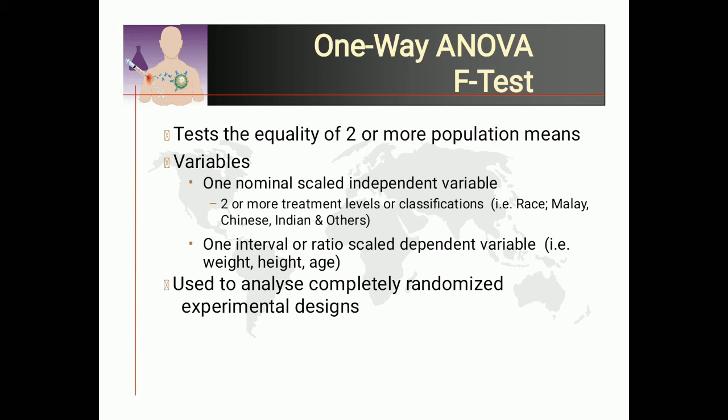Variables: here there is one nominal scale independent variable with two or more treatment levels or classifications, for example race: Malay, Chinese, Indian, other, or British, Americans. And one interval or ratio scale dependent variable, such as height, weight, age.